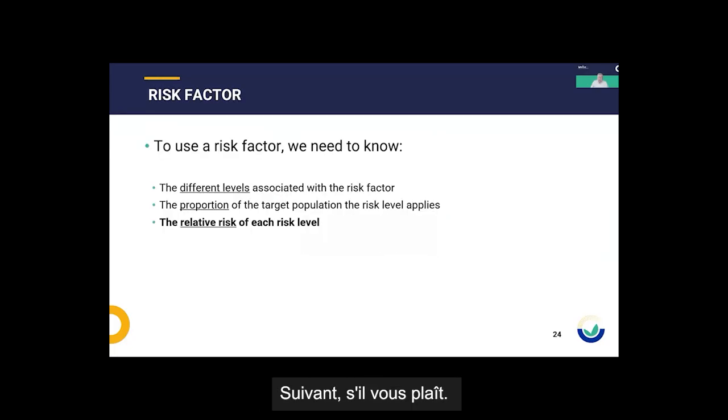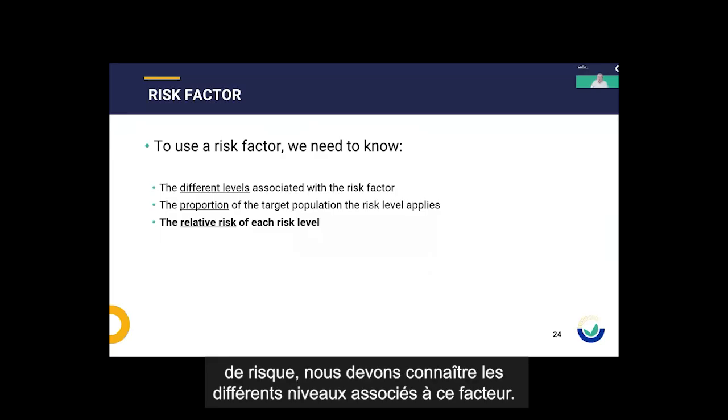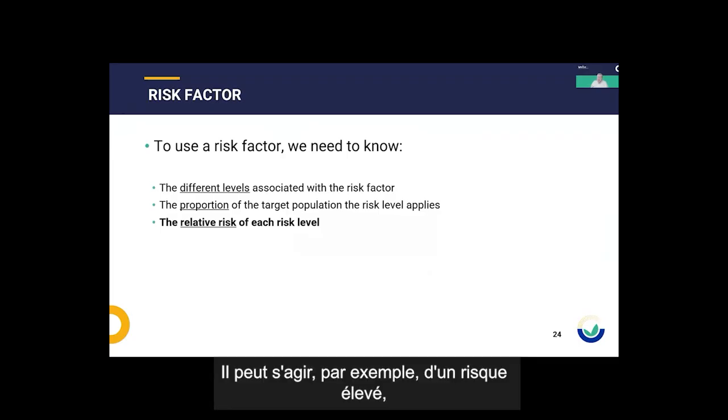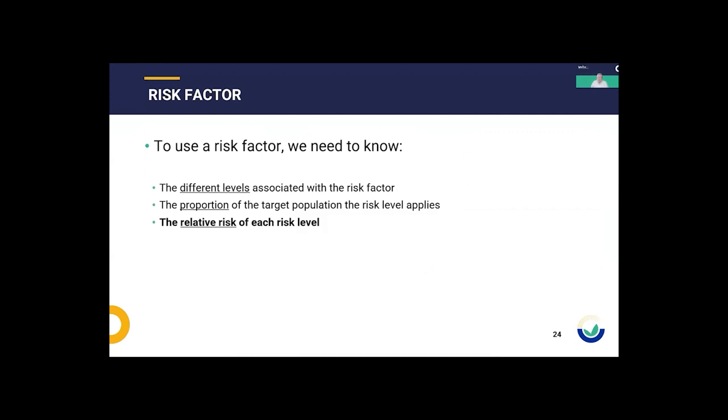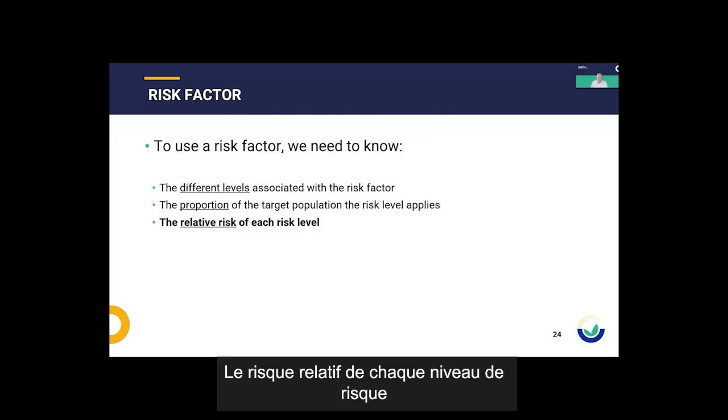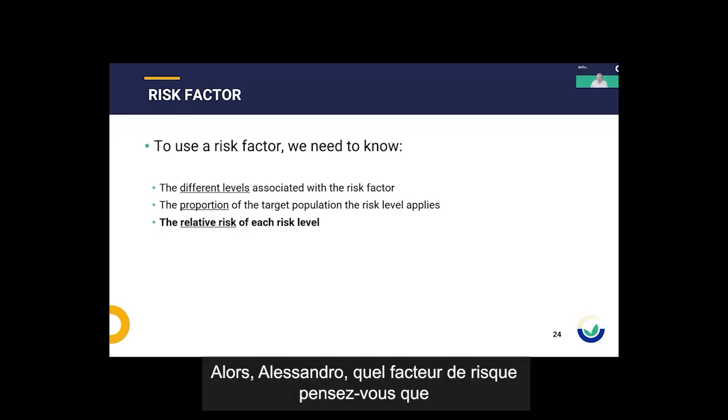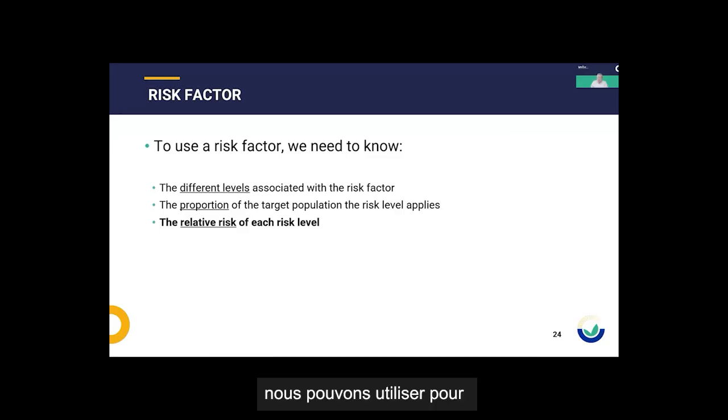So please, next. In order to use a risk factor, we need to know the different levels associated with the risk factor. It can be, for instance, high risk, medium risk, and always a baseline. But also the proportion of the target population to which the risk level applies. And also important, the relative risk of each risk level compared to the baseline. So, Alessandro, which factors do you think we can use as risk factors for Anoplophora glabripennis?